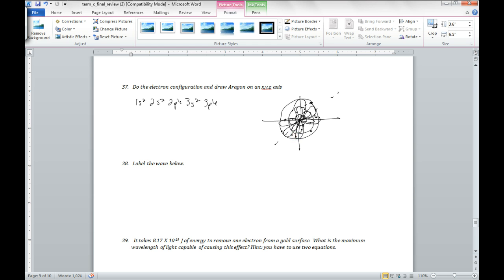Now it says label the wave below. I know there's not a wave, so let's go ahead and draw one. So obviously here's the crest, here's the trough, this is the wavelength. You kind of have a medium, I would say a high amplitude here, a lower one over here. Here's a shorter wavelength, here's a longer wavelength. Kind of describing the wave there.